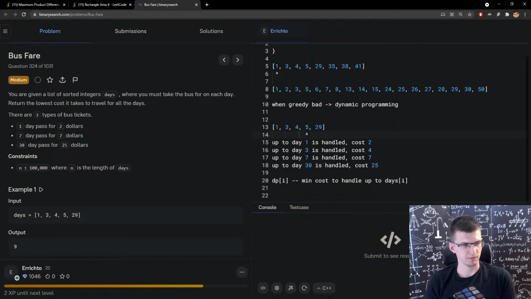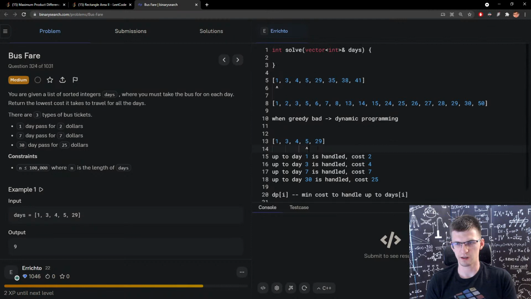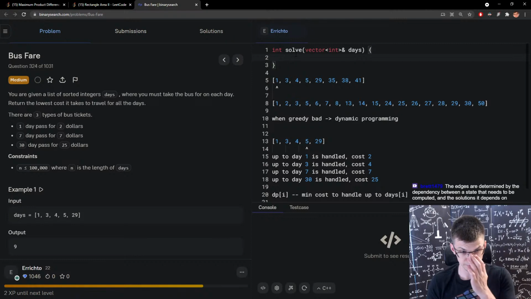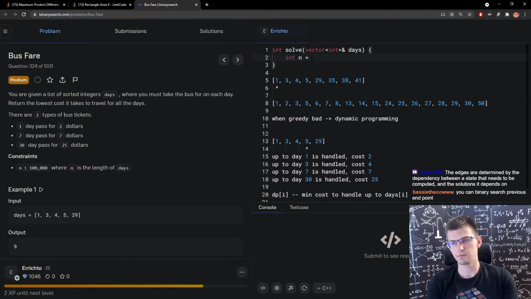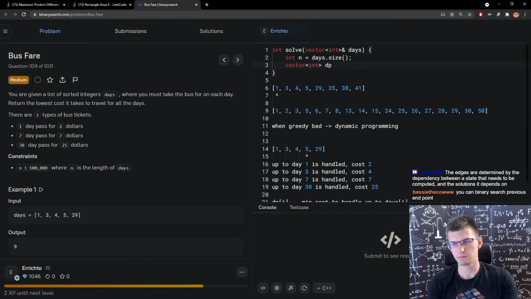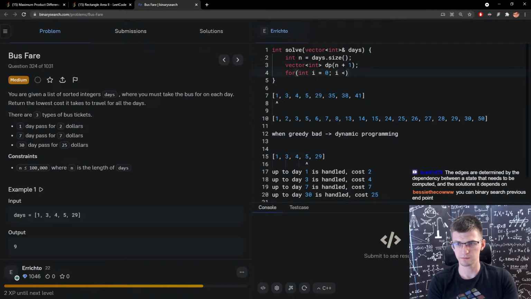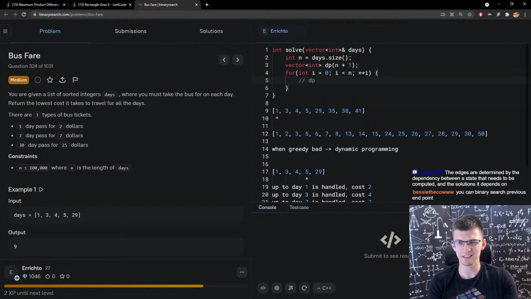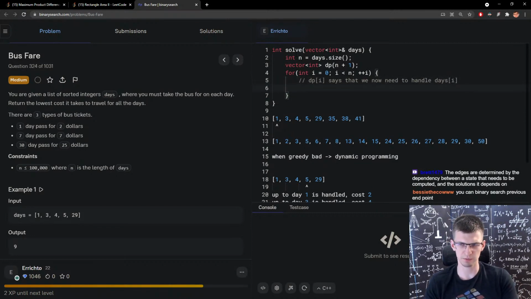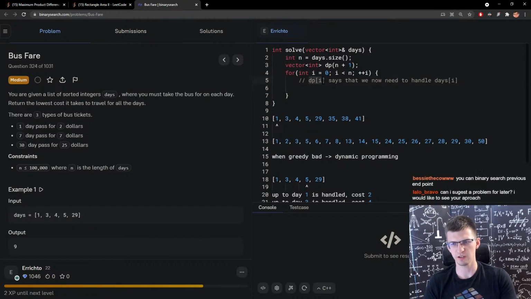And once again, if what I'm doing here is not easy to understand for you, I do recommend my YouTube lectures on DP. And maybe n+1, I will think about it later. Let's say that DP of I says that we now need to handle day I. This is a definition a little bit different than the one below, but it's very similar. This is the minimum cost, assuming that we handled everything strictly before I.